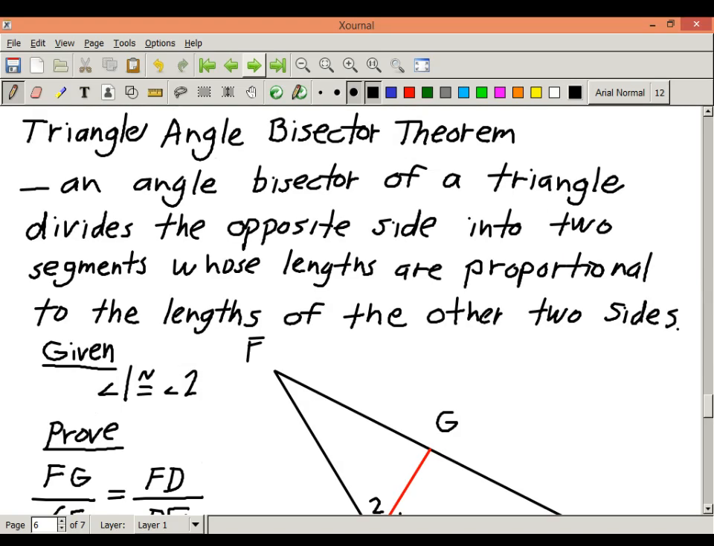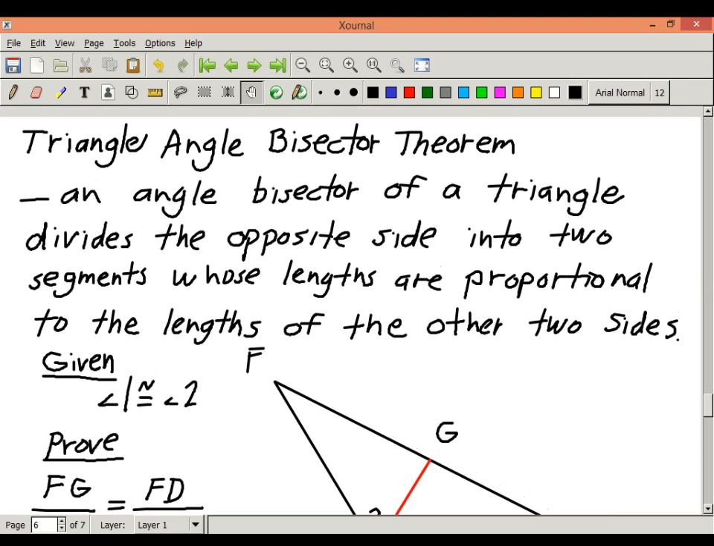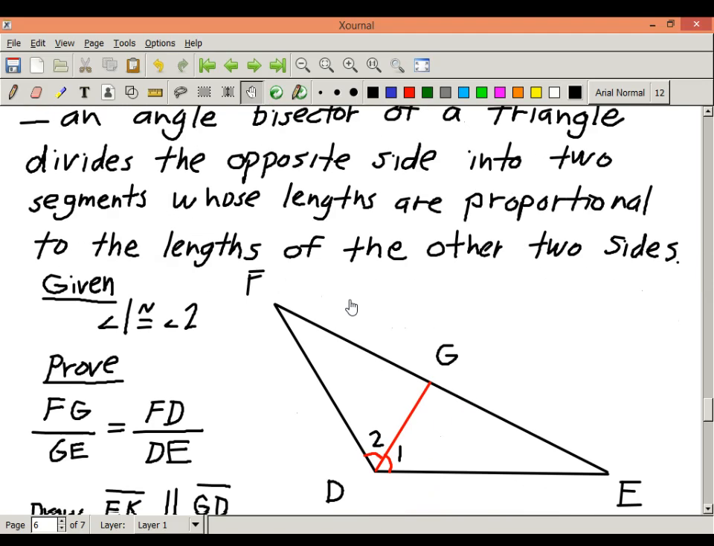Okay, so our third theorem and last theorem of the video is the triangle angle bisector theorem. And we do have problems on this, by the way, so hang in there. The triangle angle bisector theorem says an angle bisector of a triangle divides the opposite side into two segments whose lengths are proportional to the lengths of the other two sides.